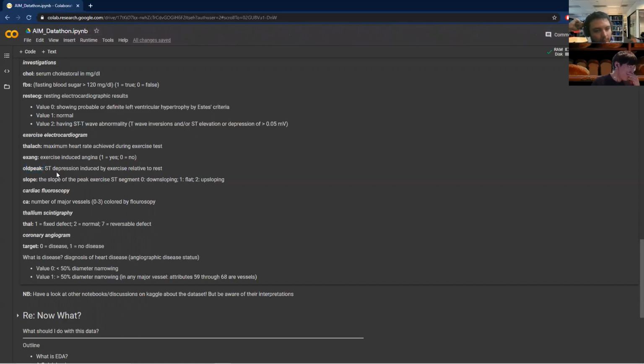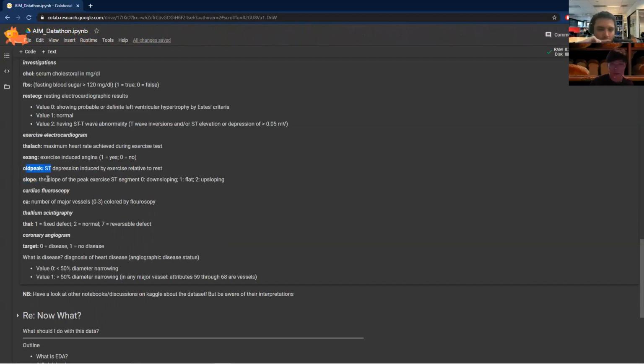And this variable called old peak, that's if there was an ST depression during the exercise. So while they were exercising, if there was an ST depression, that means there's a transient abnormality, an abnormality that's not fixed but comes with exercise in the heart. So that means there is some pathology there, but it's just not there all the time. So that's what old peak indicates for these patients.